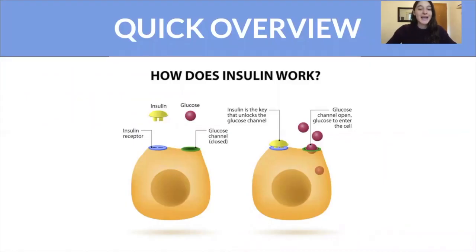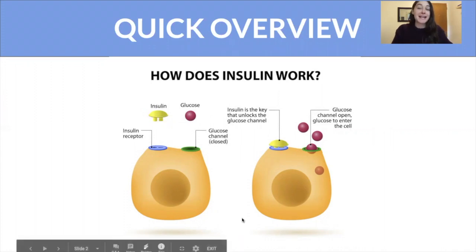So before we dive into it, let's quickly go over how insulin and glucose work in the body. So when we eat carbohydrates, the carbohydrates are broken down into glucose. Now, as you can see here, we have a glucose molecule. So as soon as glucose enters the bloodstream, the pancreas receives a signal and it releases insulin, as you can see here.